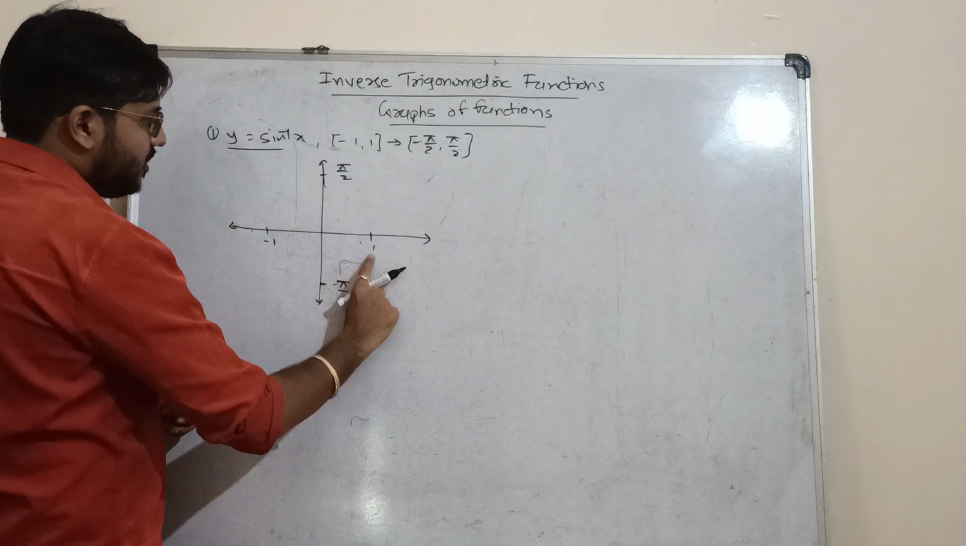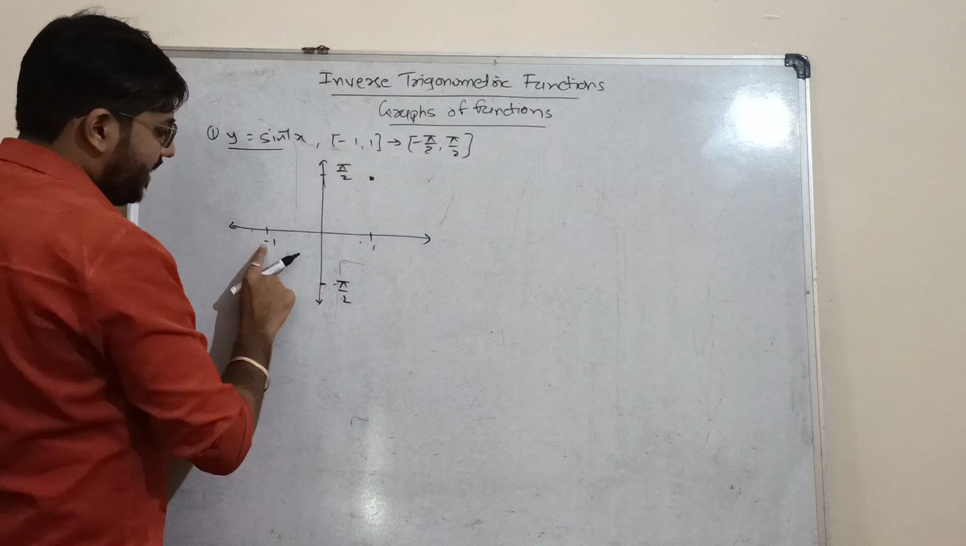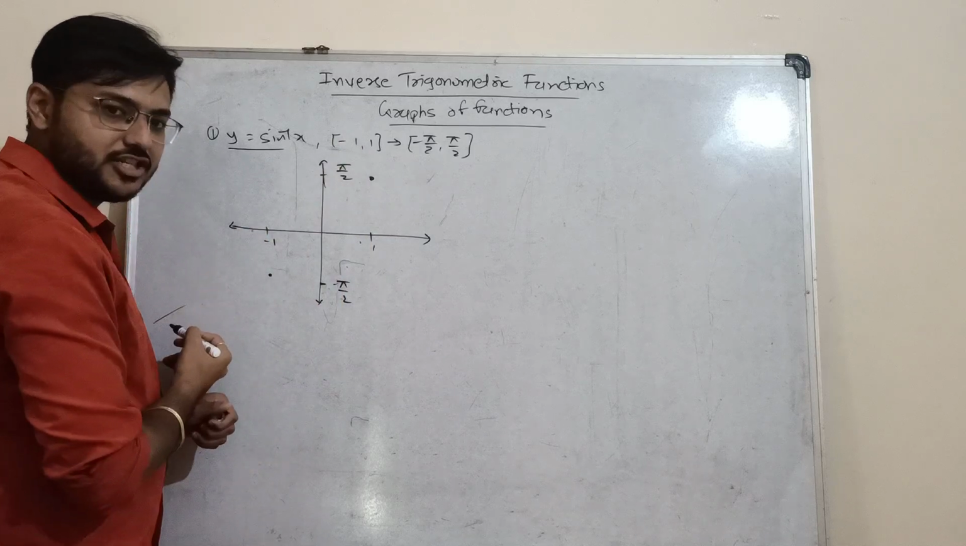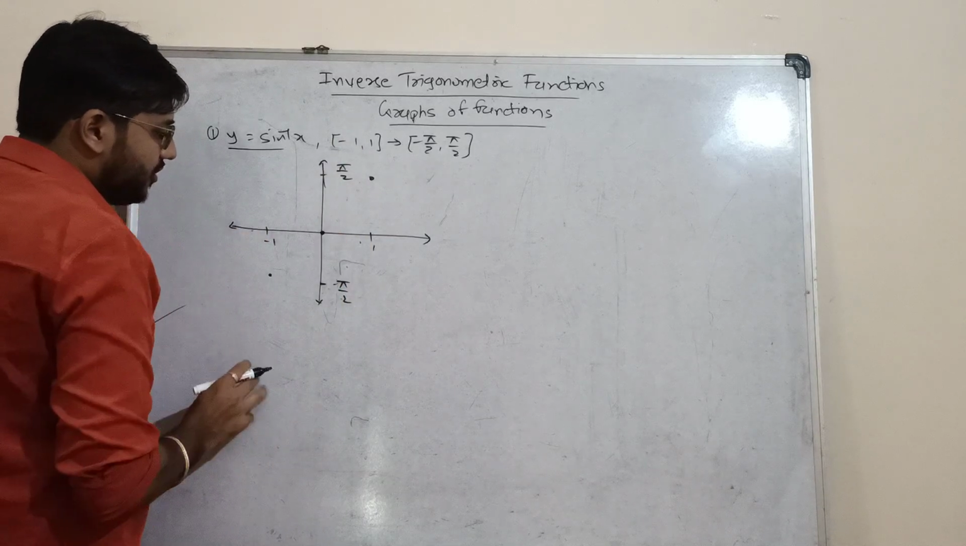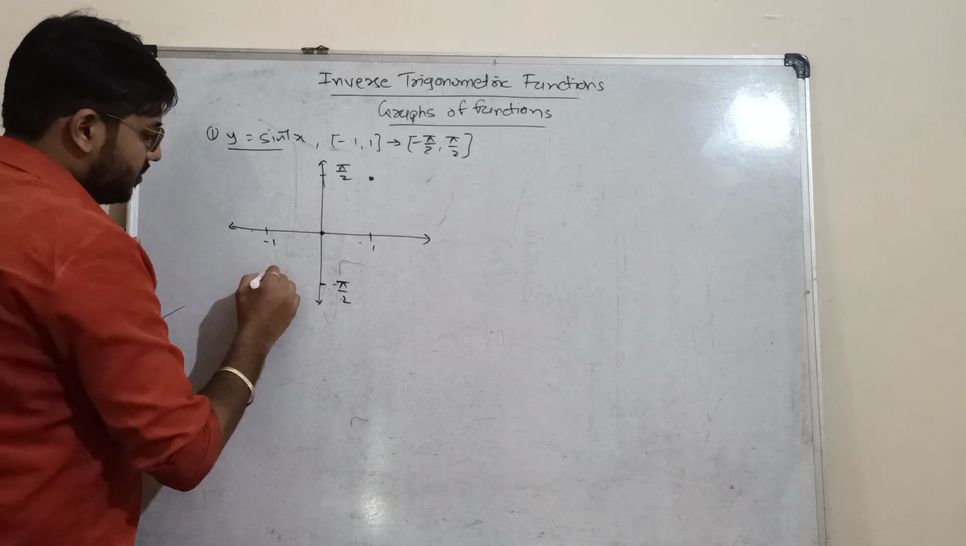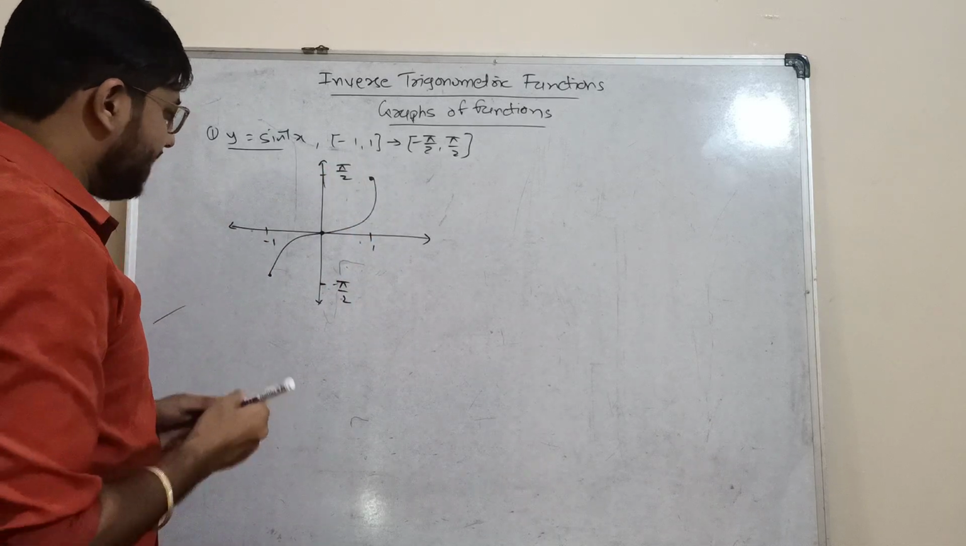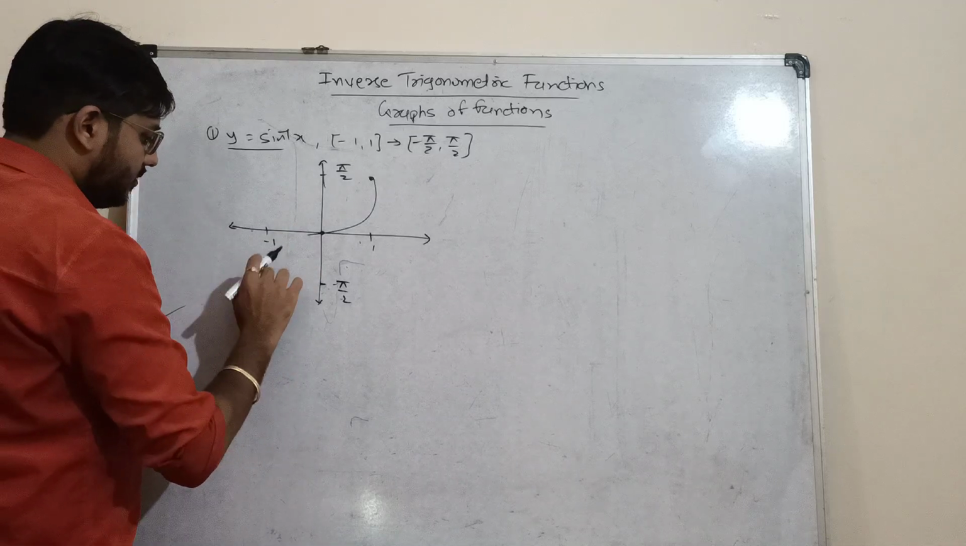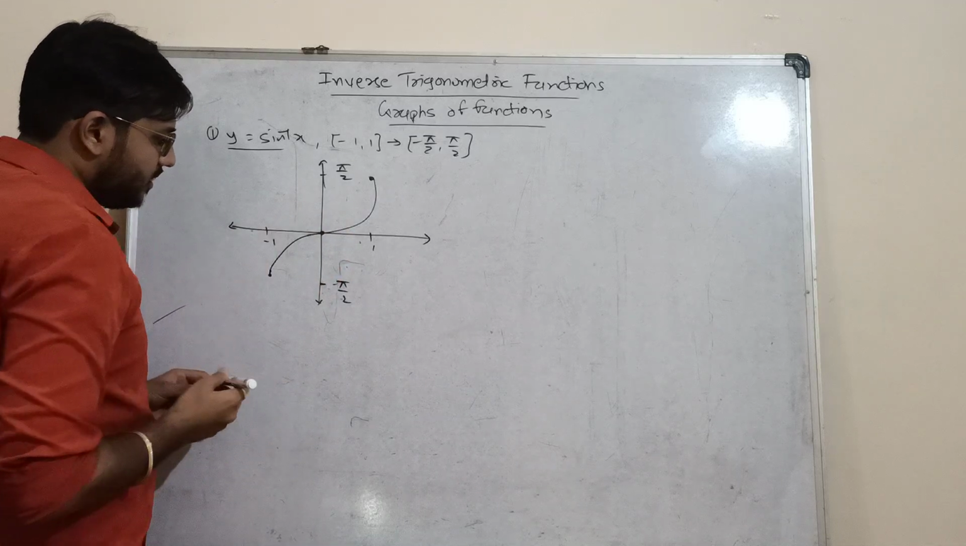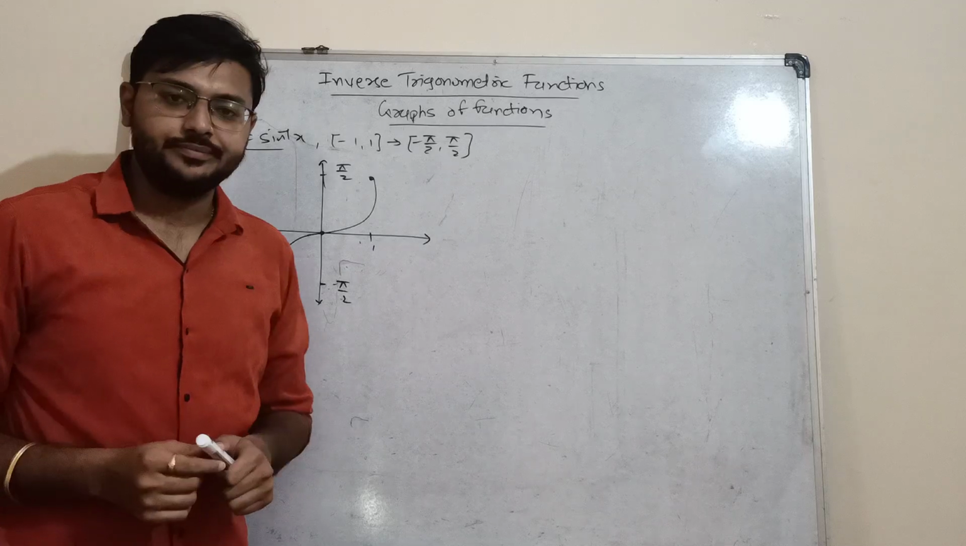So when you put x equals 1, the answer will be pi by 2, and x equals -1, the answer will be minus pi by 2, and x equals 0 has answer 0, right? So the graph will be something like this. This will be the graph of sine inverse x. Okay, this is the graph of sine inverse x, right?